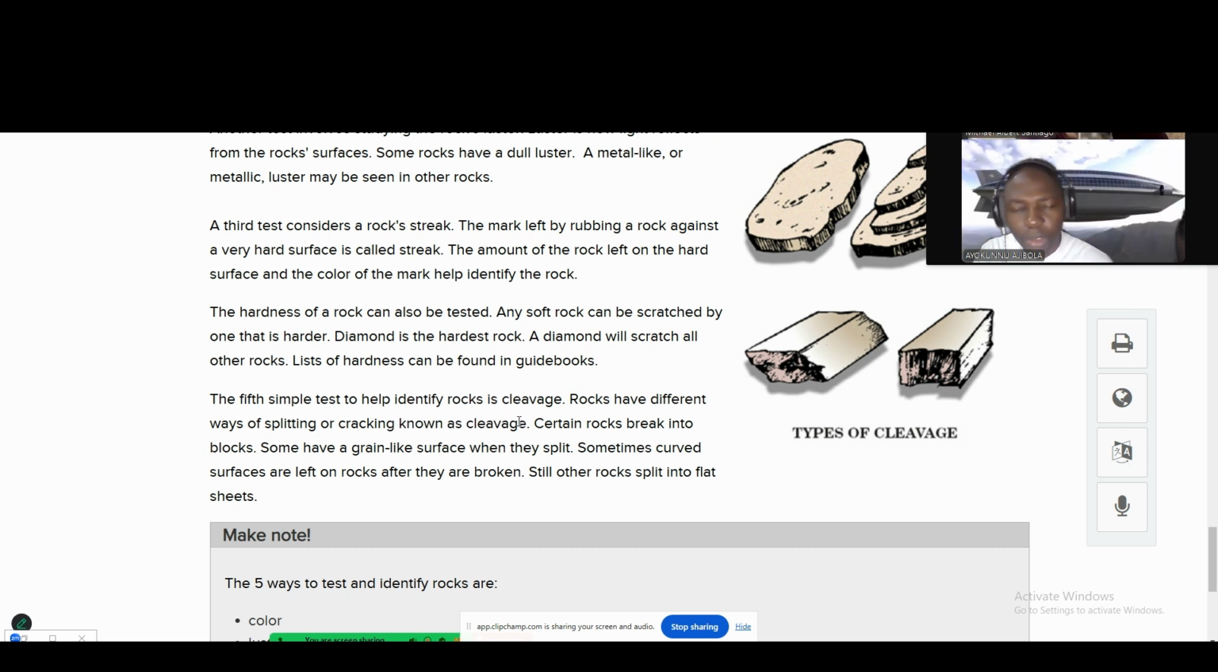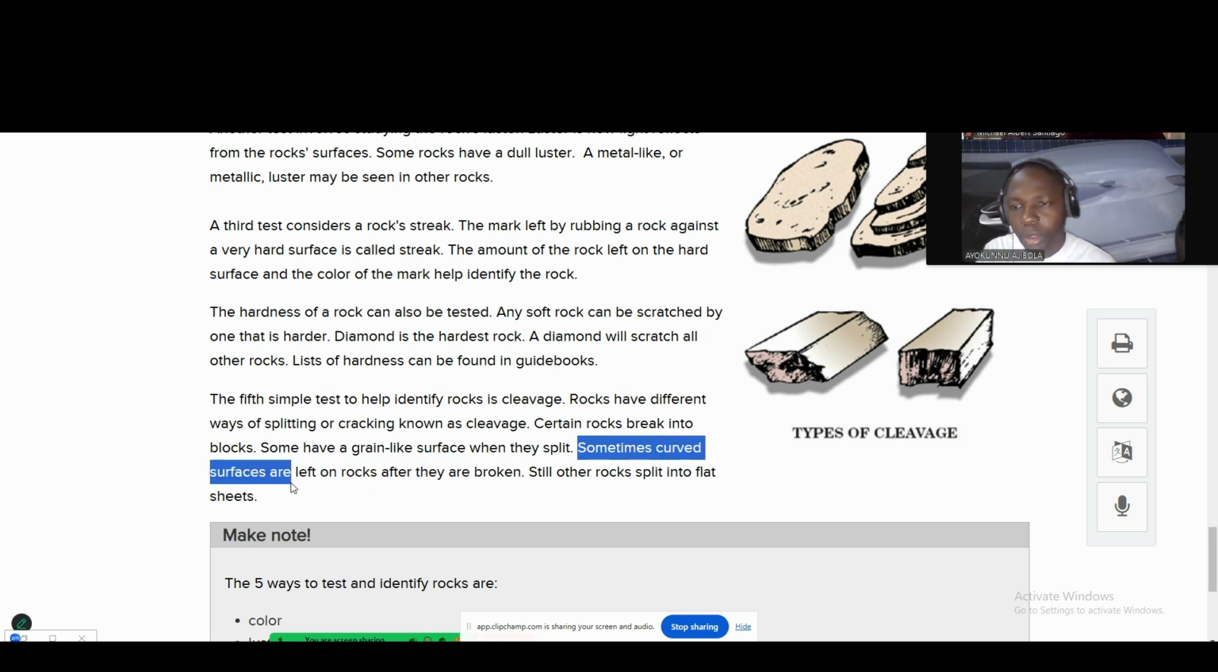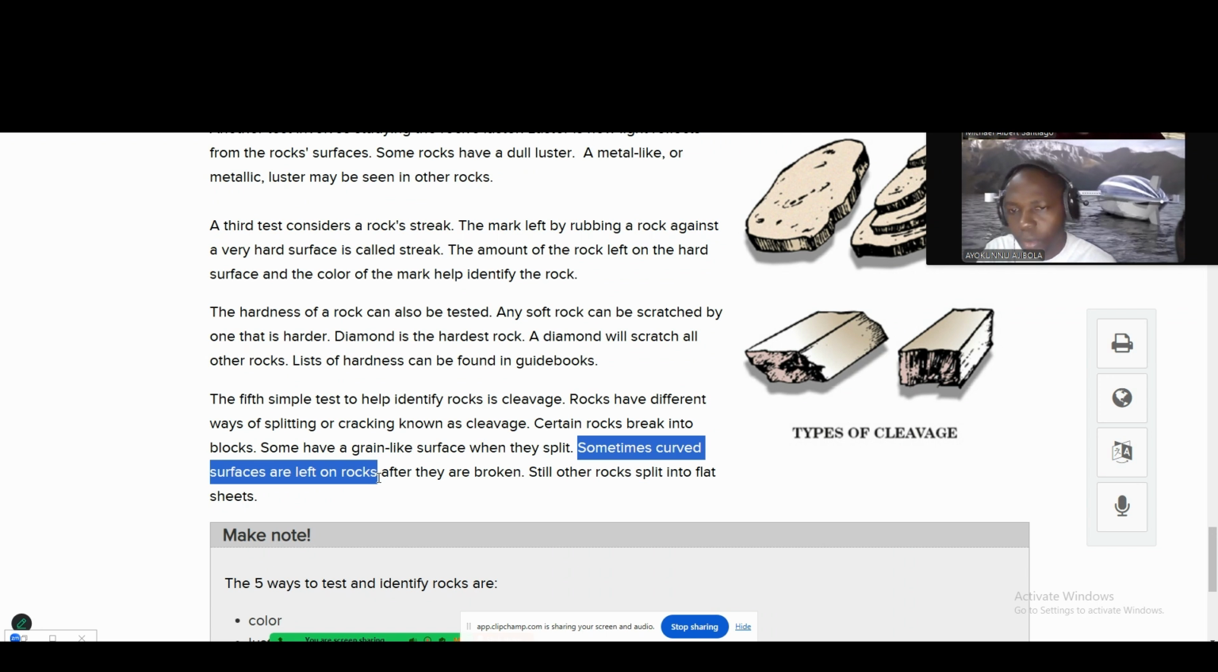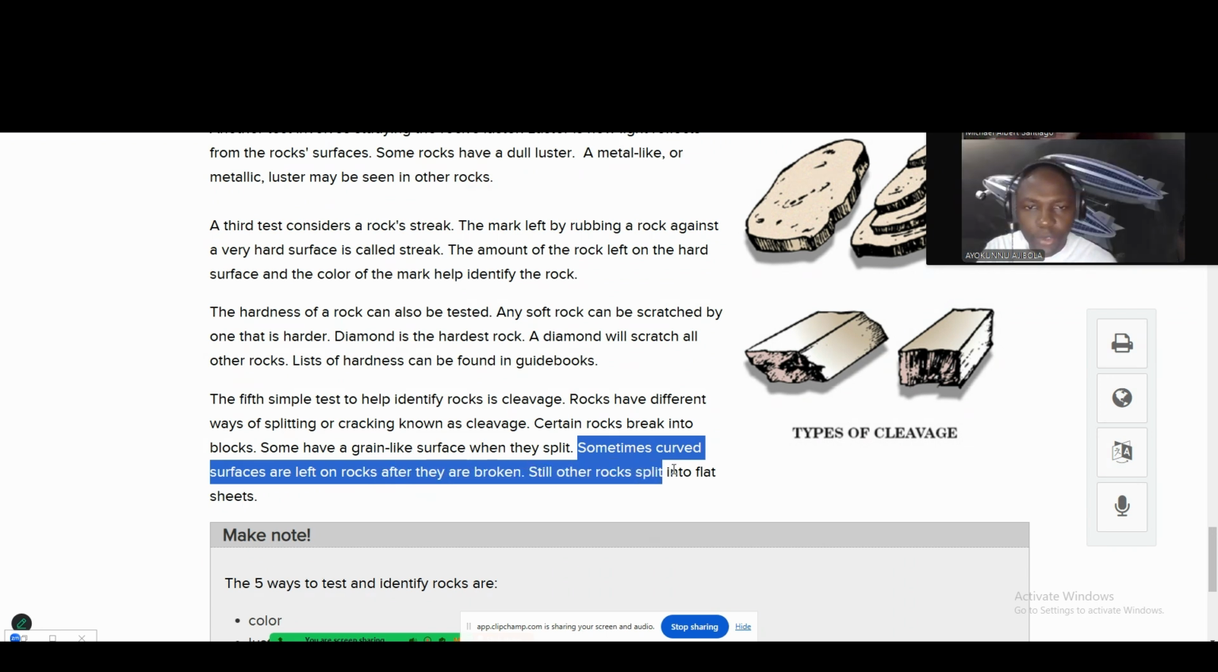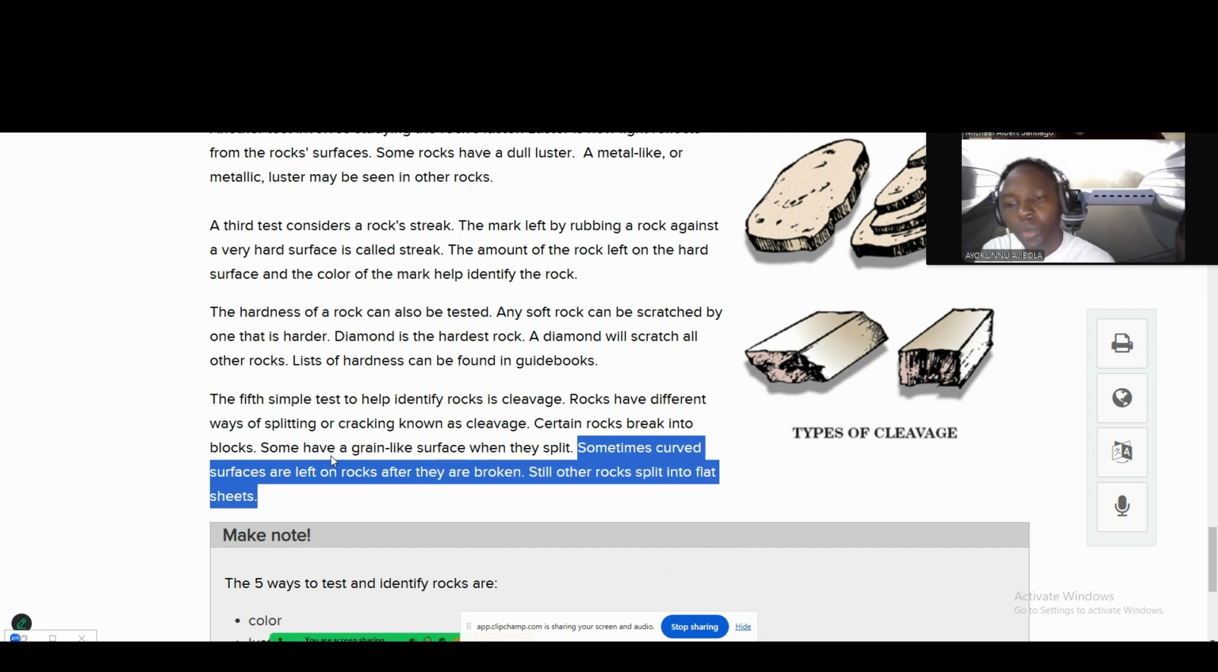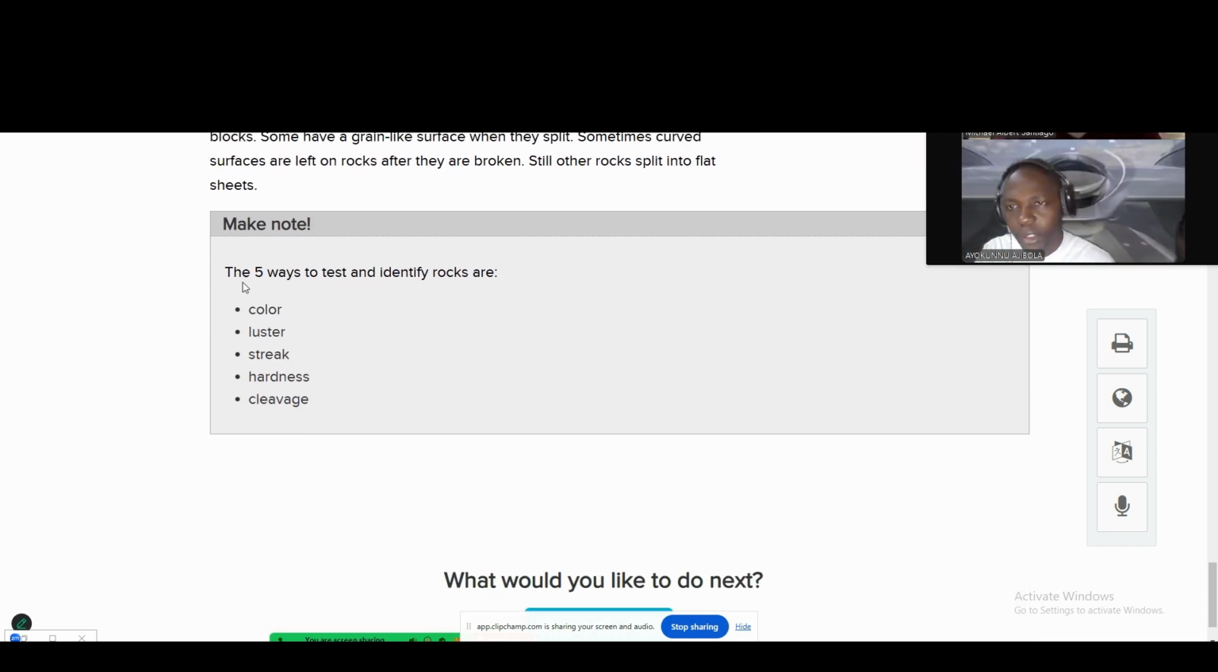Certain rocks break into blocks. Some have a grain-like surface when they split. Sometimes curved surfaces are left on rocks after they are broken. Still, others split into flat sheets. Then I said you should take note of this.